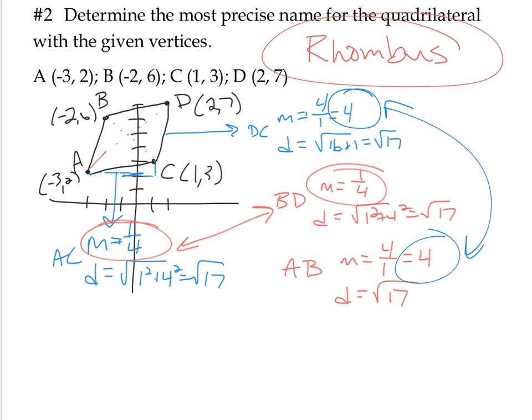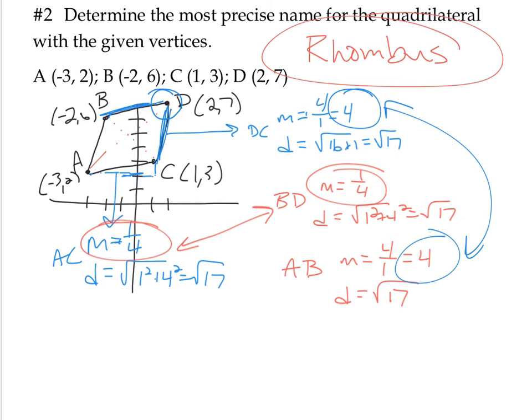All four sides congruent could be a square, but we know that these are not right angles because these two lines, BD and DC, don't have slopes that are opposite reciprocals. They're 4 and 1/4. It was 4 and negative 1/4. Okay, then maybe we'd have a square. So look at those, make sure you don't have right angles as well.